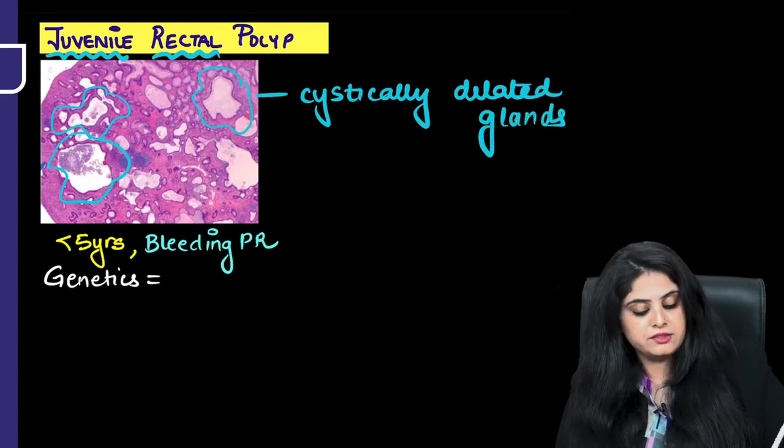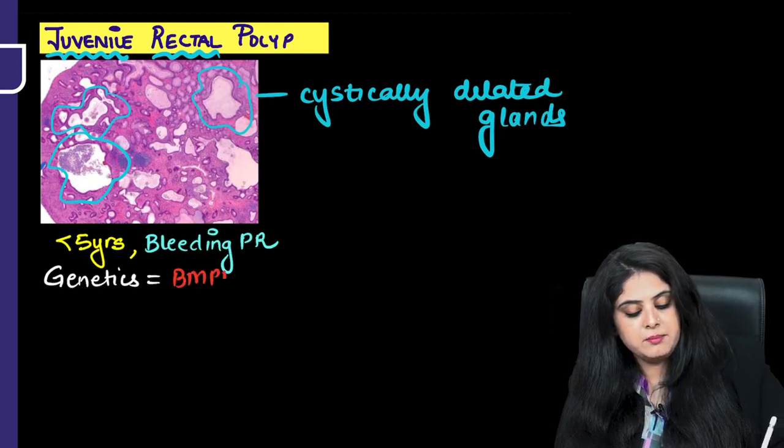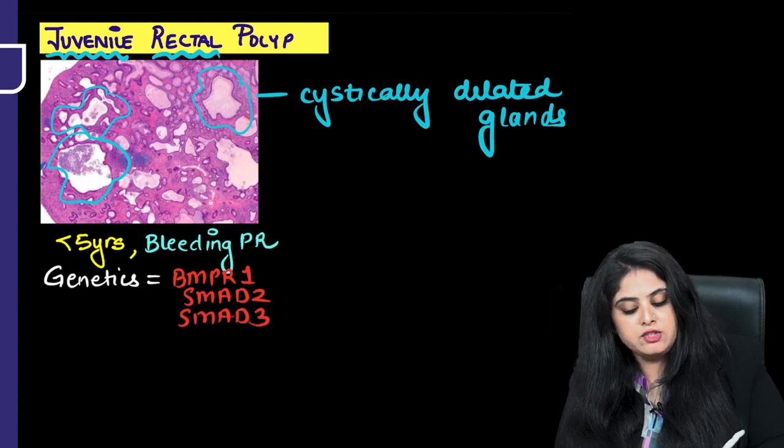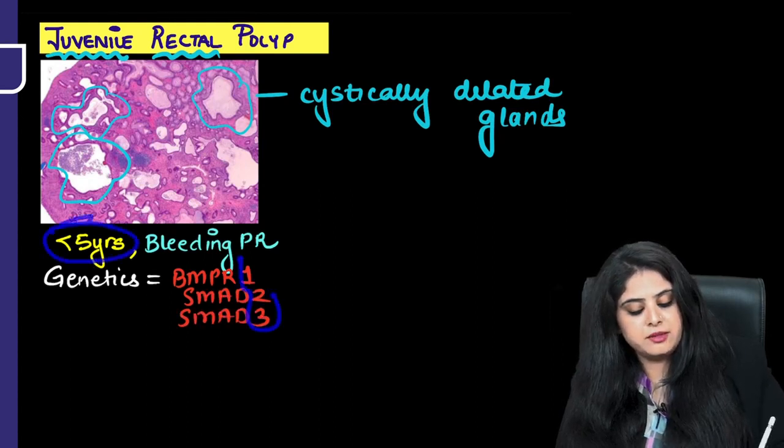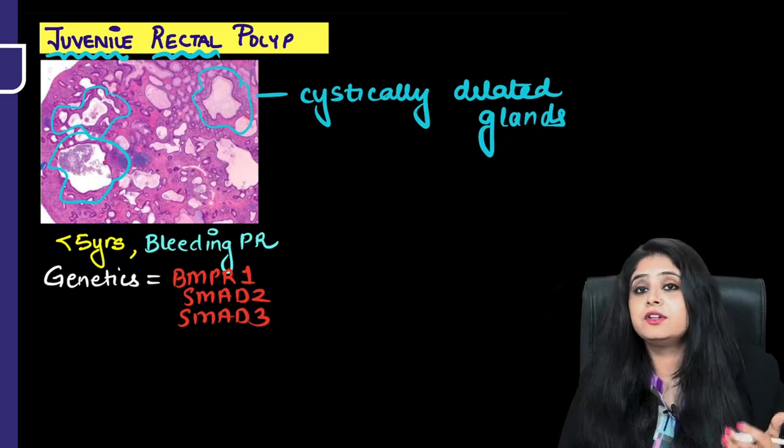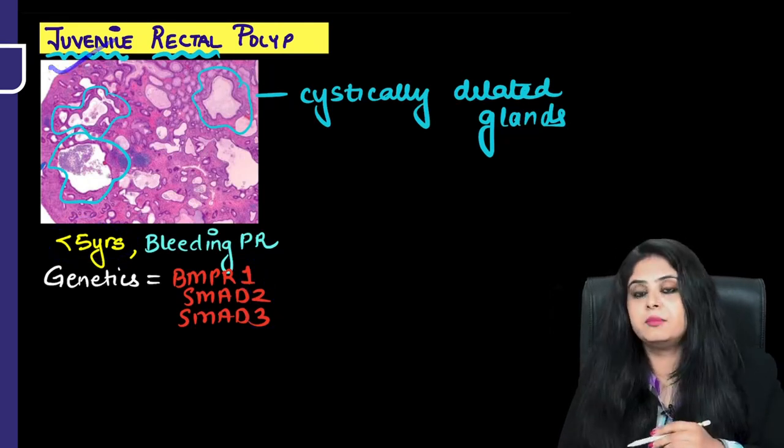So what is the genetics? If you all remember, it is BMPR1, SMAD2, SMAD4. And you remember the trick of learning this? I told you age is also less than 5 and the genetics numbers are also less than 5. Everything's going to be less than 5. That is juvenile rectal polyp.